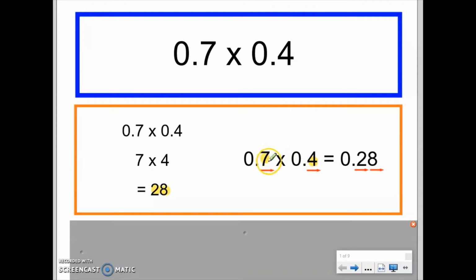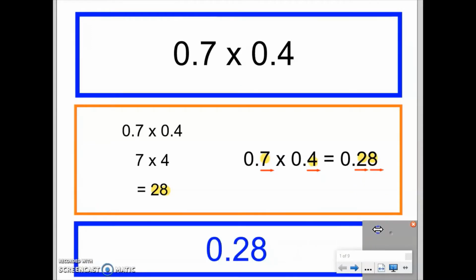Because we have 2 digits after the decimal point in the question, I also want 2 digits after the decimal point in my answer, which is why I know the answer to this calculation has to be 0.28. You can look at where I've underlined with a red arrow. We have 2 numbers after the decimal point in our question, and we also have 2 numbers after the decimal point in the answer. If I put the decimal point here and made the answer 2.8, that would be incorrect, because then we'd only have 1 digit after the decimal point.